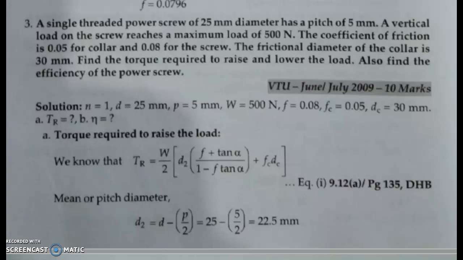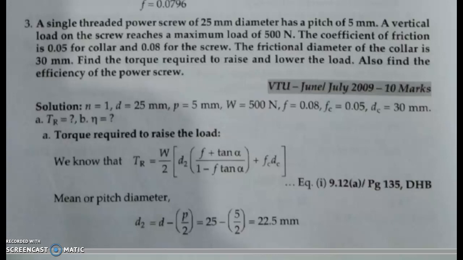So in this question, the given data: n is equal to 1, d is equal to 25 mm, and the pitch p is equal to 5 mm. The load is given, W is equal to 500 Newton, and the coefficient of friction for the screw and the collar is given as 0.08 and 0.05 respectively. Then Dc is equal to 30 mm. They are asking about TR and the efficiency. First of all we can check for the TR.